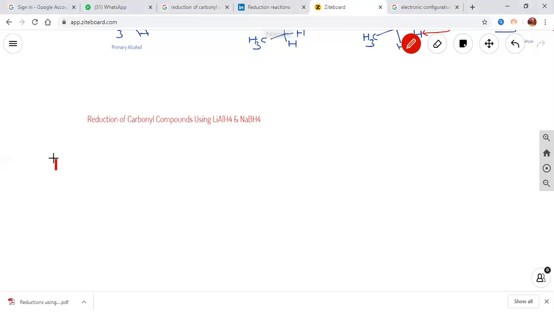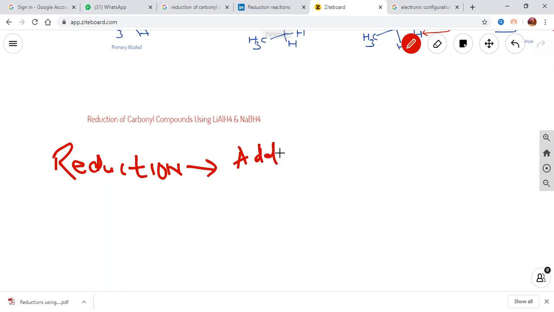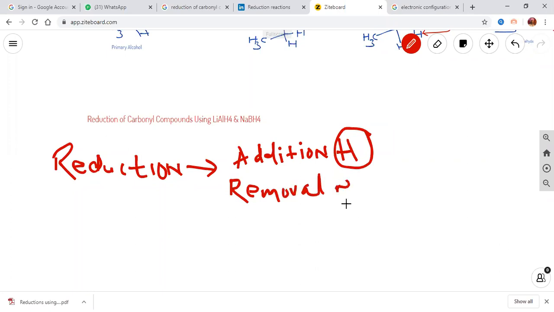In reduction, there is addition of hydrogen or hydrogen atom and removal of oxygen. So this is called reduction in terms of organic chemistry.